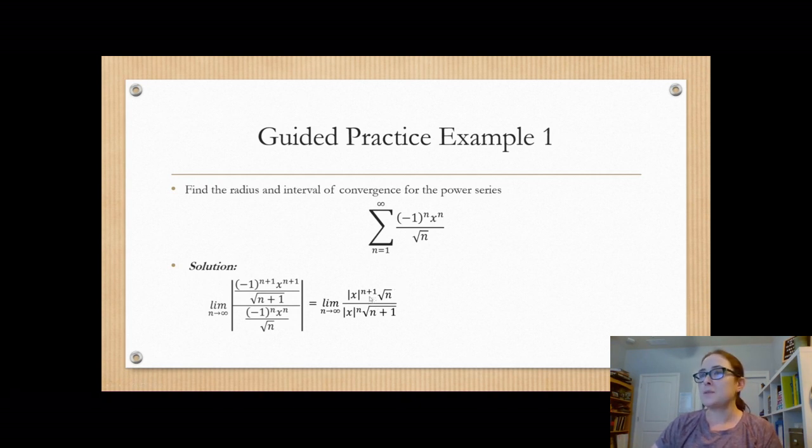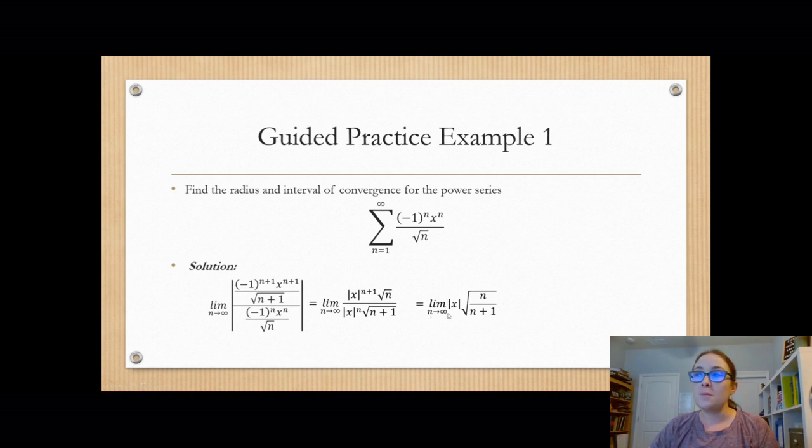Okay, so I can clean this up a little bit. x to the n plus 1 is the same thing as x to the n times x. And so I can cancel out the x to the n's, and I'll end up with just an x left over there. And then I went ahead and put those roots together. So that's just a little easier to evaluate that limit. Now you can take this absolute value of x and even pull it all the way out in front of the limit if it makes it easier for you to evaluate this.